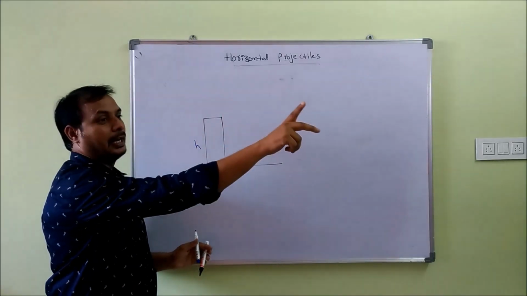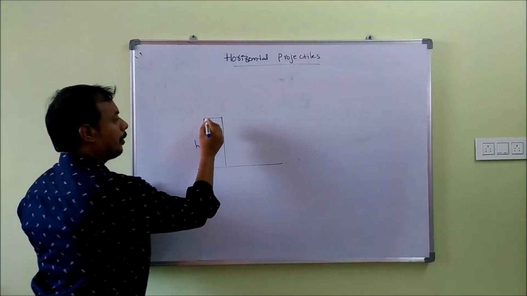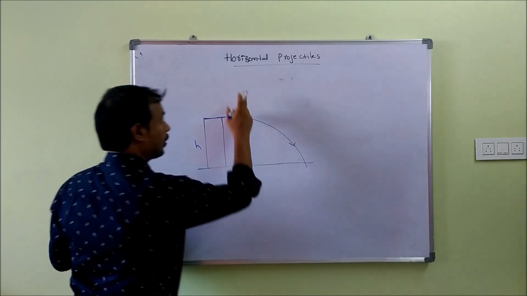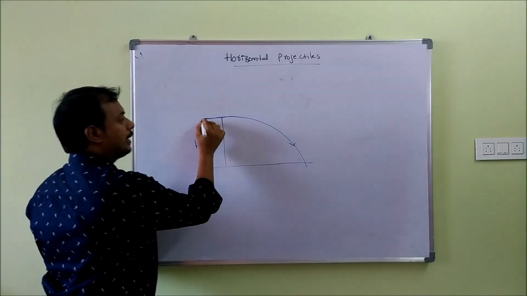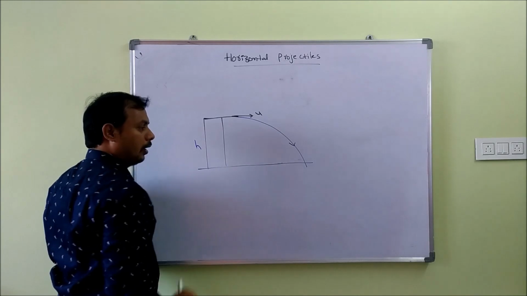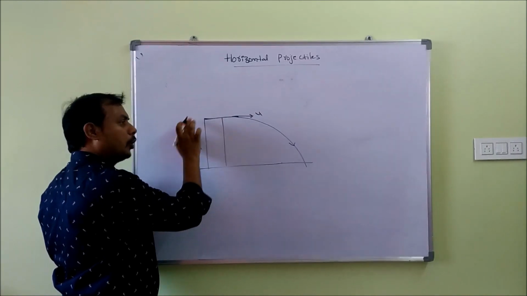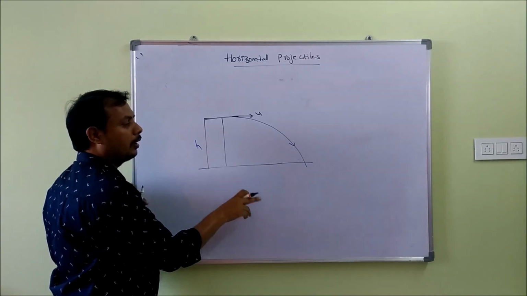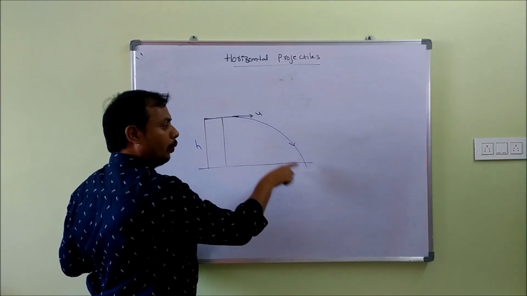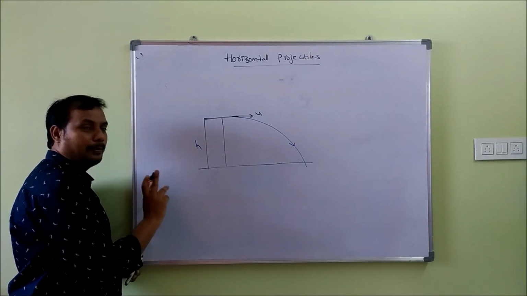Now the body is projected horizontally, no angle, no elevation, simply horizontally. That type of projection is called a horizontal projectile. The initial velocity of the body is u and it reaches the ground. What is the range covered by this projectile, how much time is taken by the body to reach the ground, what is the velocity when the body impacts the ground, and what is the angle made with the ground? So I am calculating here on projectile motion, horizontal projectile.